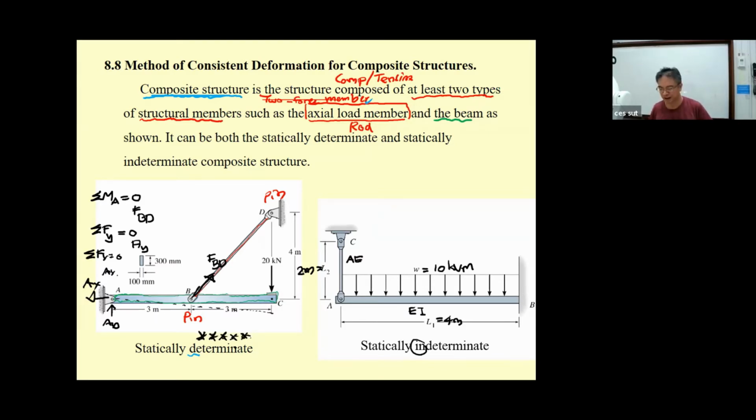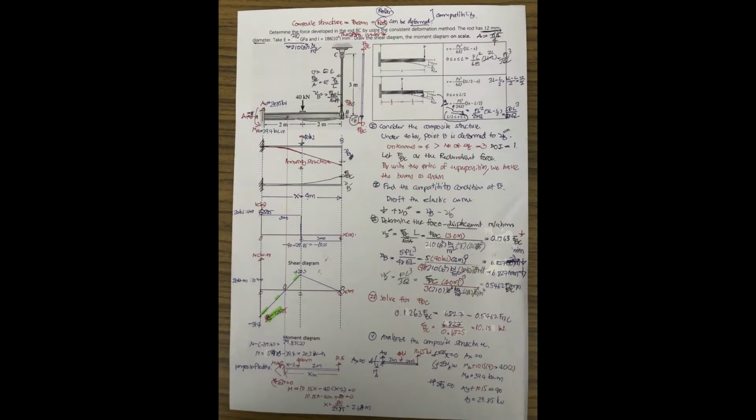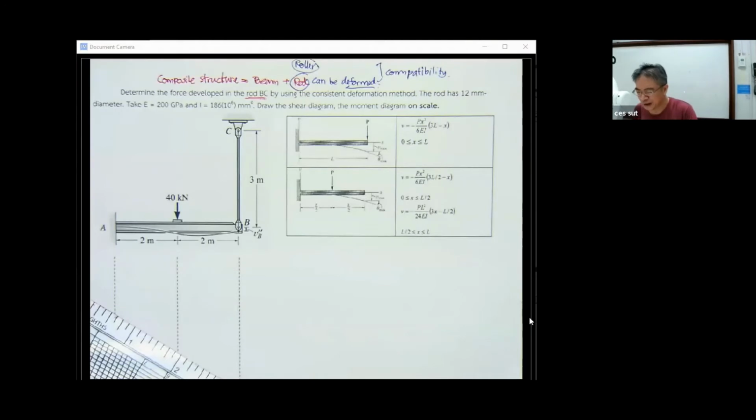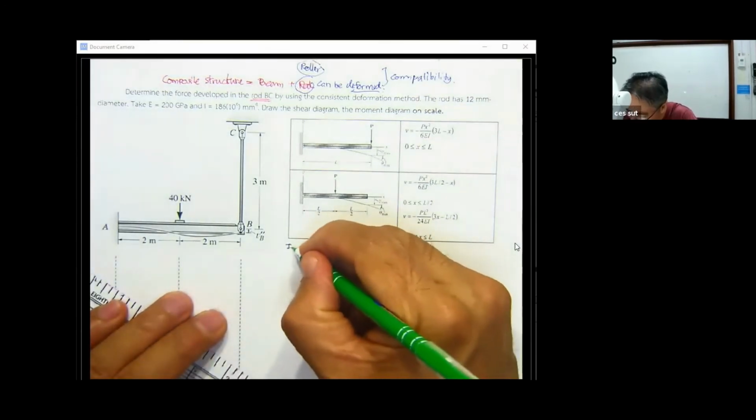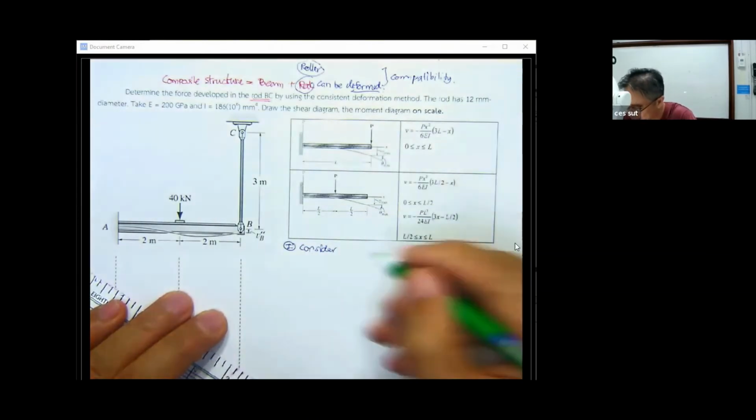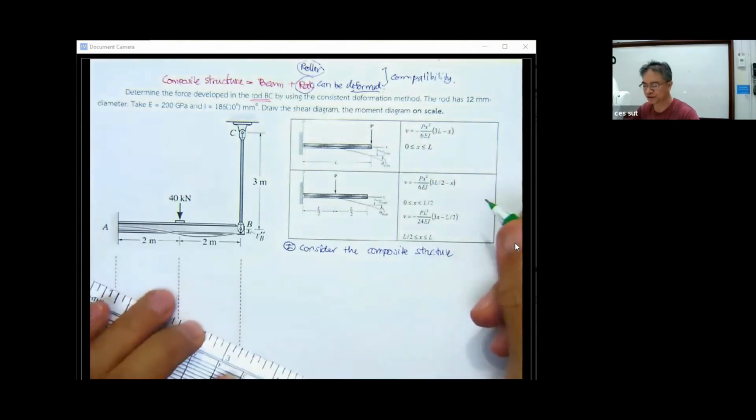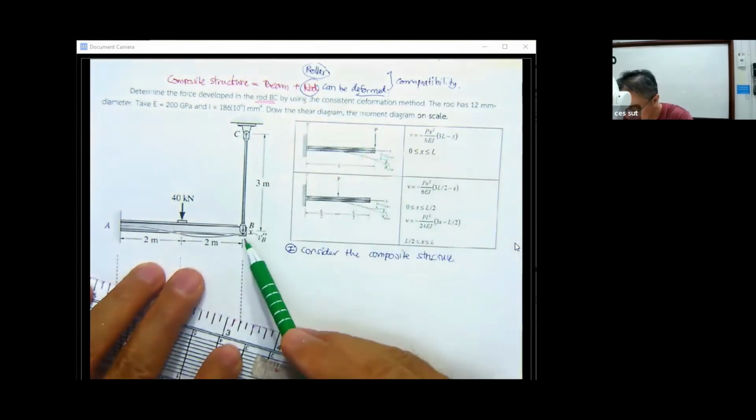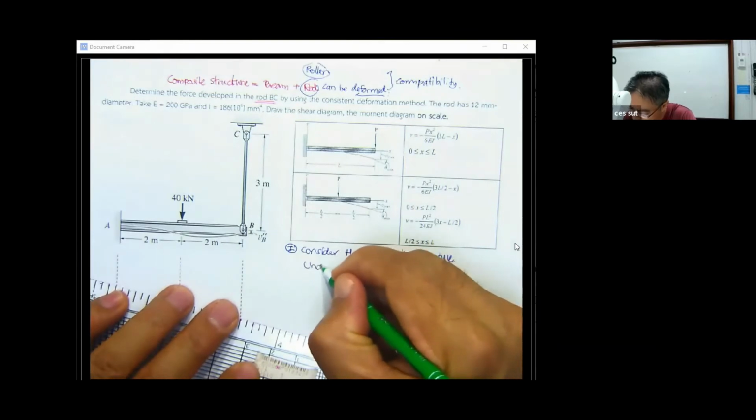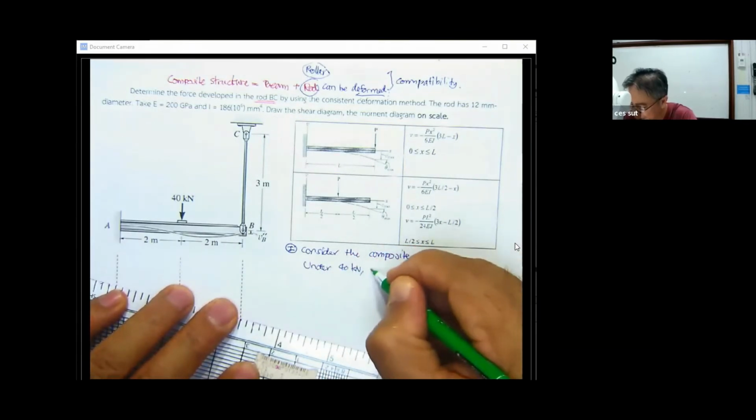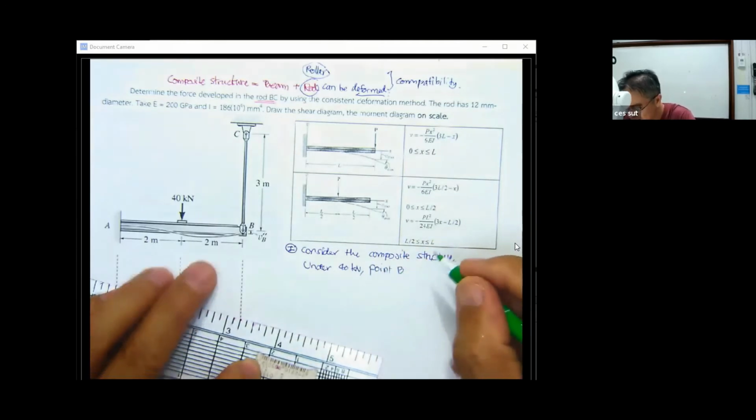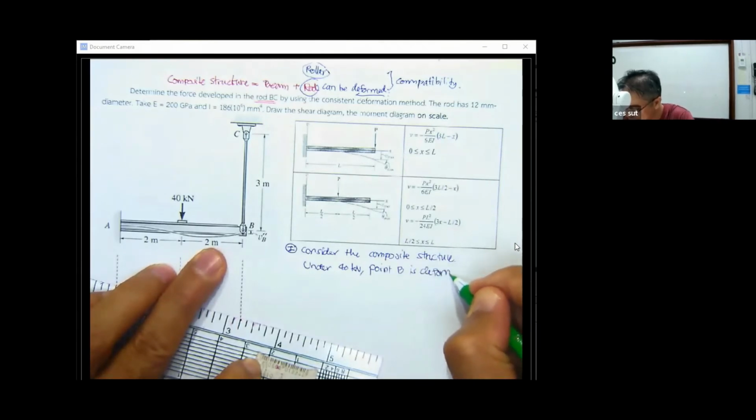And for the second one, just come to what I have in this extra example. Let's move to this one. When we come to here, let us consider the composite structure. You can see this composite structure combines the beam with the rod under the application of the 40 kilonewton force. The point B is deformed by v sub B.